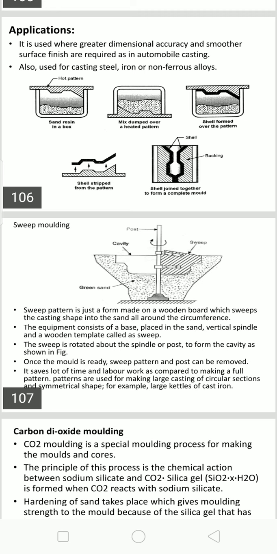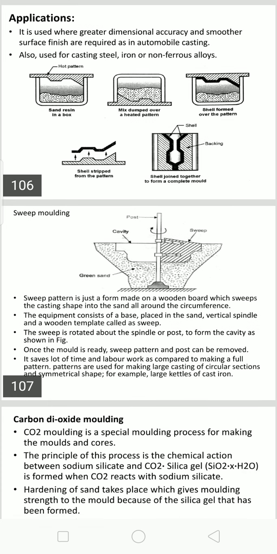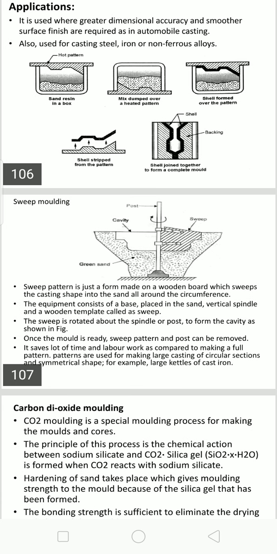Initially, one half of the pattern is kept at one side and the sand is packed around it. Once it is densely packed, the whole post is rotated to the other side. Then again we fill the sand and pack thoroughly. Once it is packed thoroughly, the mold is ready. The post and spindle we can take out, and that imprints the mold cavity in the mold box. So it saves a lot of time and labor cost as compared to making a full pattern.